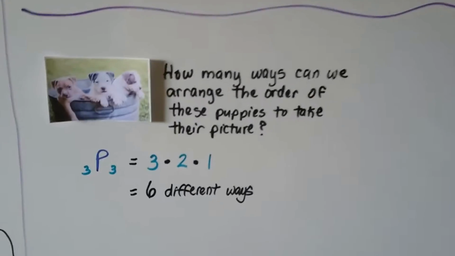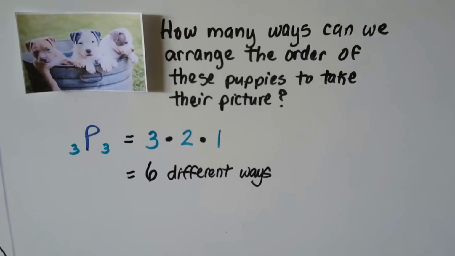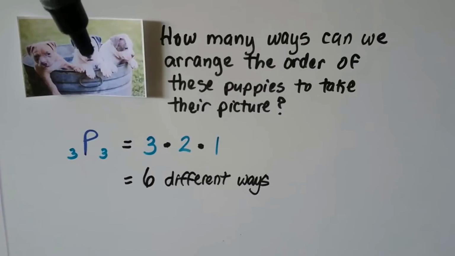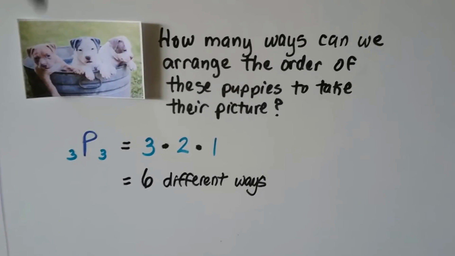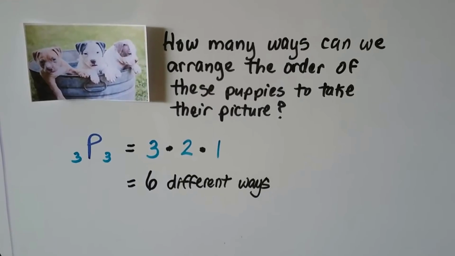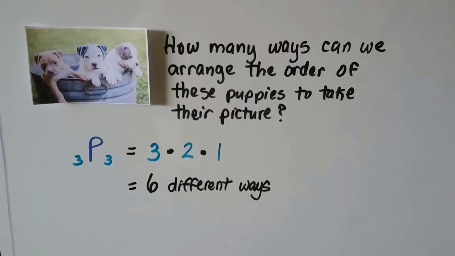Here we've got these puppies in a container. How many ways can we arrange the order of these puppies to take their picture? We could put the brown one in the middle or over here and put the black-eared one up in front. Well, there's 3 puppies. We do 3 times 2 times 1. So there's 6 different ways to arrange these puppies to take their picture.